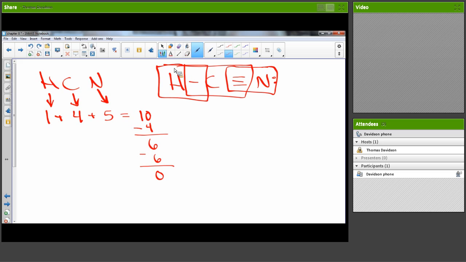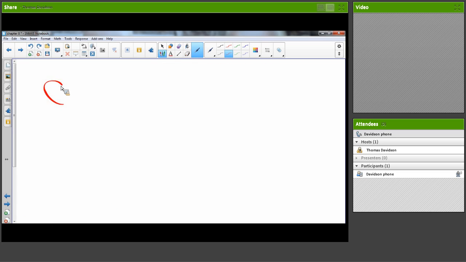Let's see if you can draw carbon dioxide. So come up with the Lewis structure for carbon dioxide for me.